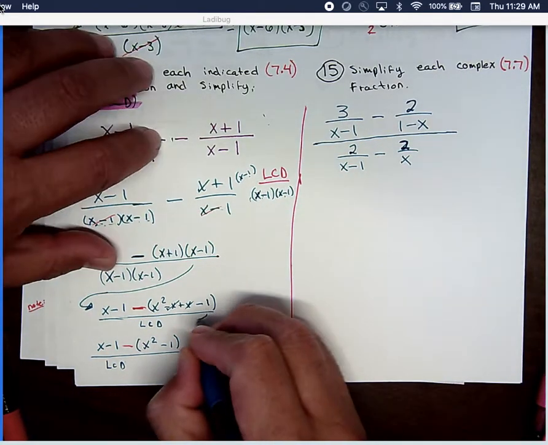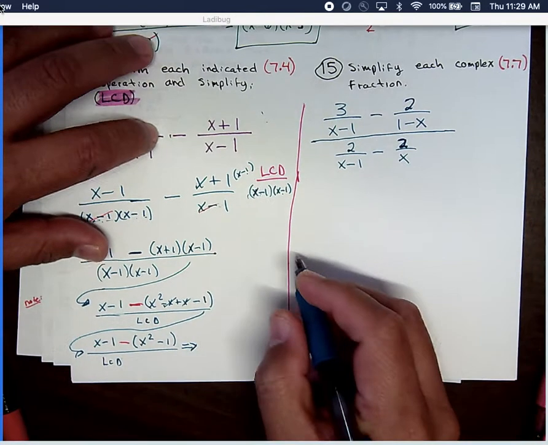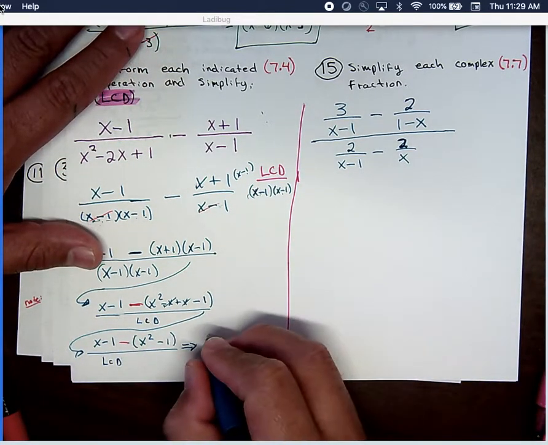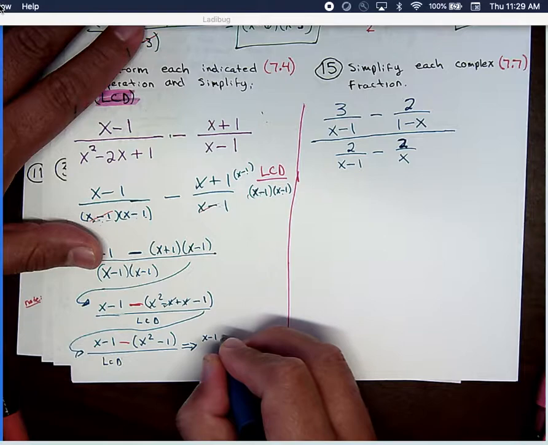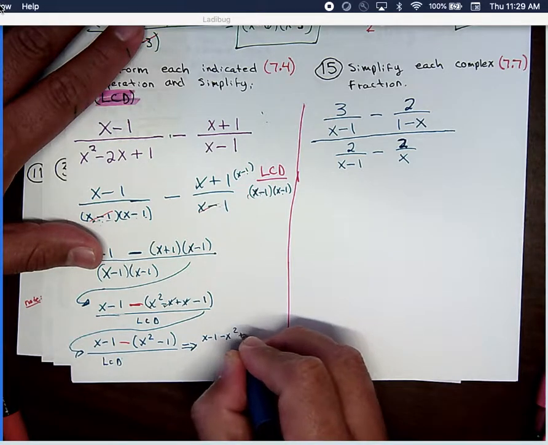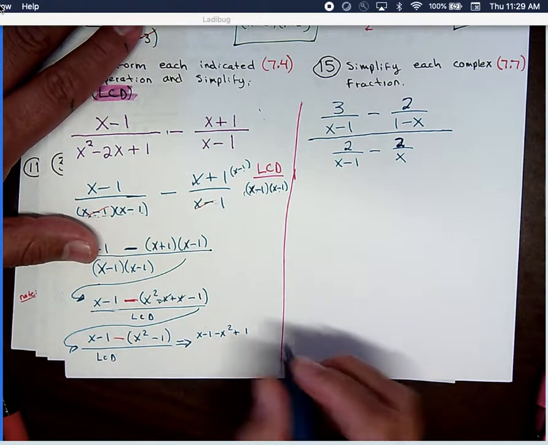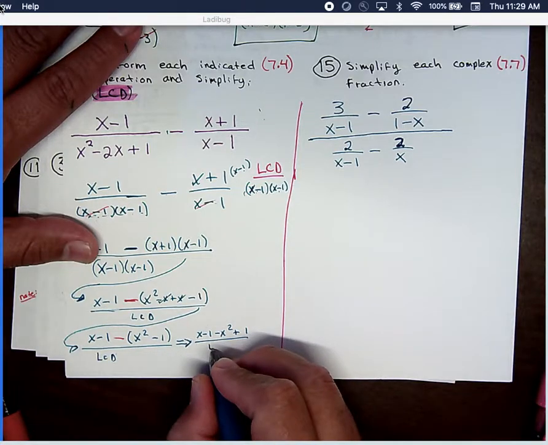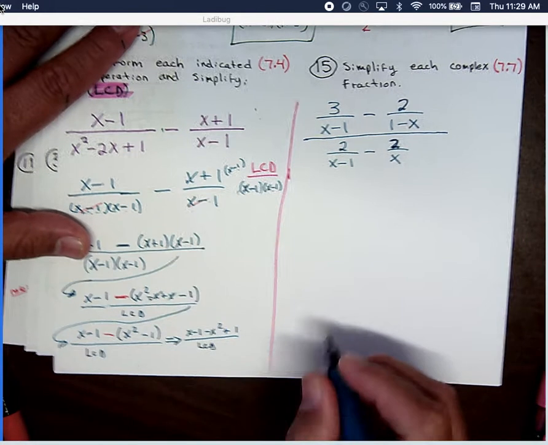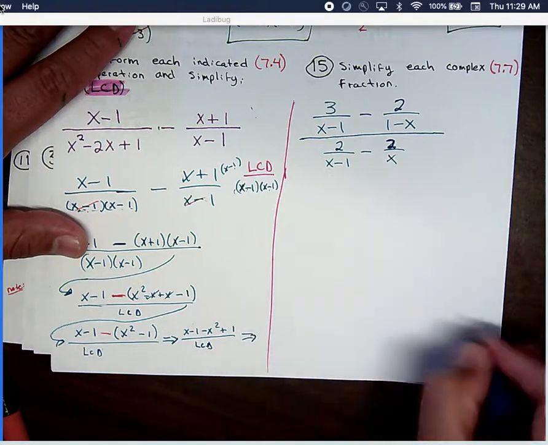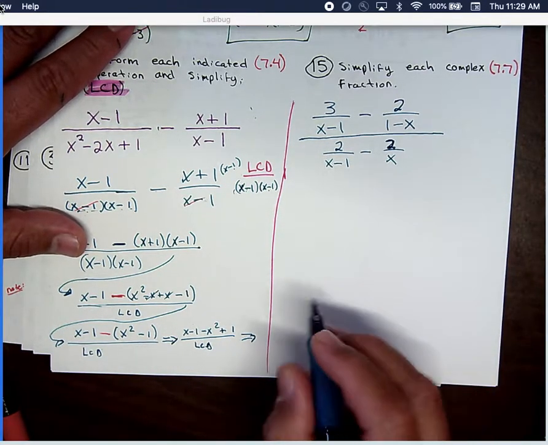So this, I came over here. So now let's distribute this. So x minus 1 minus x squared plus 1 over the LCD. So the LCD is this. I'm not writing it twice. Probably gonna have to invade some space over here.